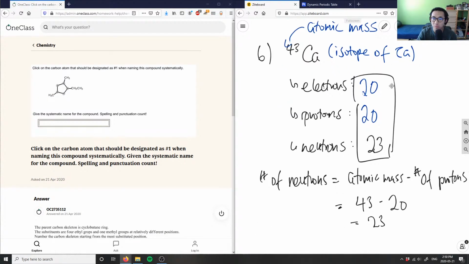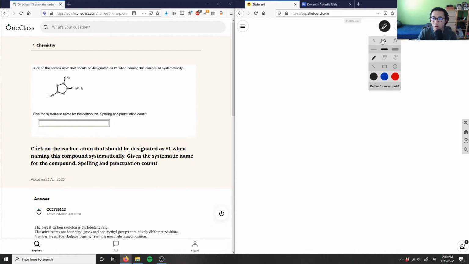Okay, let's look at number 7. I don't know how many more I can finish within the next couple of minutes, but we'll see if we do 2 more here. Number 7, click on the carbon atom that should be designated as number 1 when naming the compound systematically.